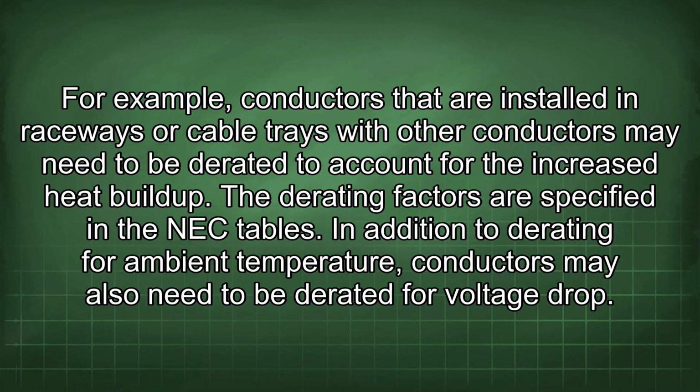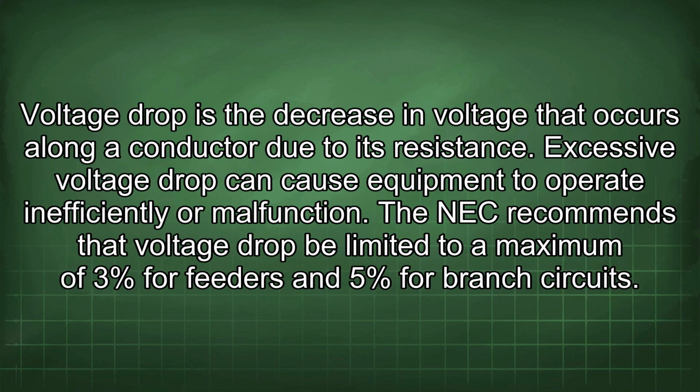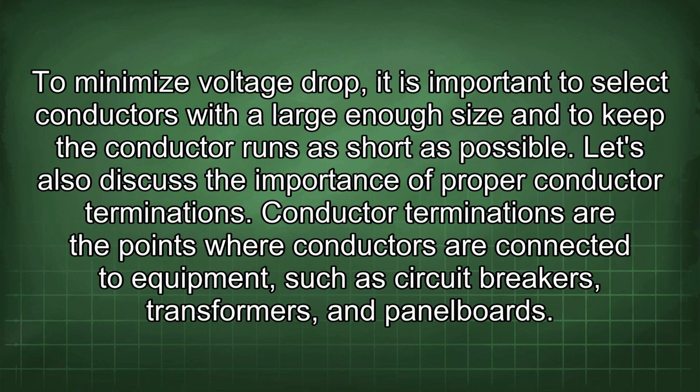In addition to derating for ambient temperature, conductors may also need to be derated for voltage drop. Voltage drop is the decrease in voltage that occurs along a conductor due to its resistance. Excessive voltage drop can cause equipment to operate inefficiently or malfunction. The NEC recommends that voltage drop be limited to a maximum of 3% for feeders and 5% for branch circuits. To minimize voltage drop, it is important to select conductors with a large enough size and to keep the conductor runs as short as possible.